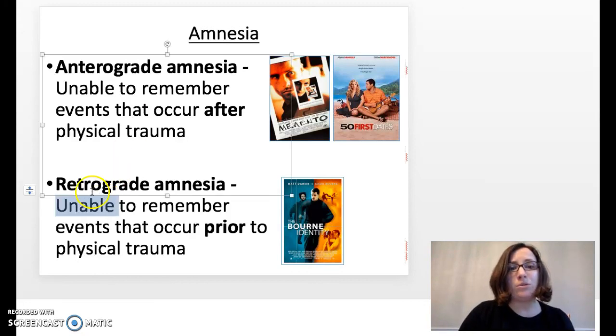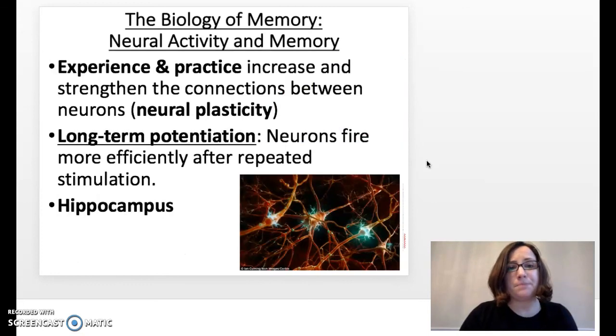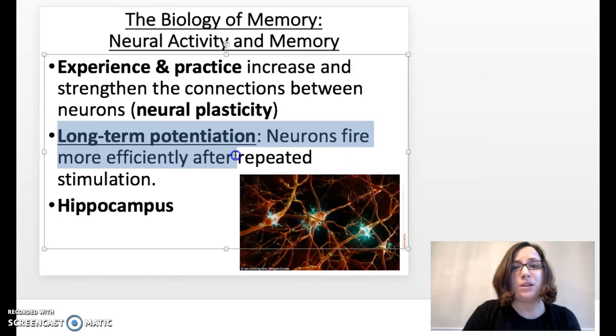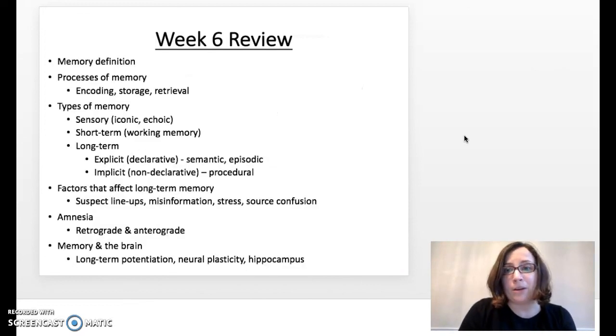And then retrograde amnesia is the kind of classic example of amnesia that most people think of when they think of that concept, that a person can't remember things that happened from before the accident. We also talked a little bit about the neural explanation for memory and the concept of long-term potentiation, that when neurons are fired together, they start to become more efficient, which helps to strengthen our memory.